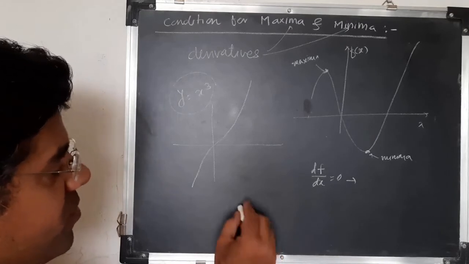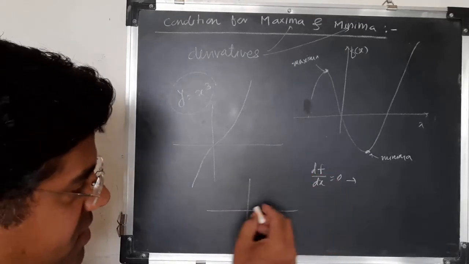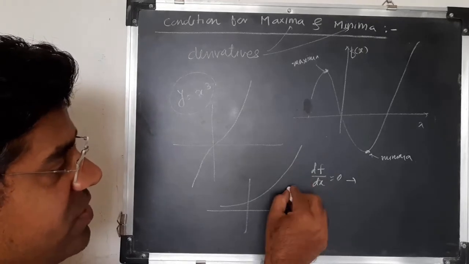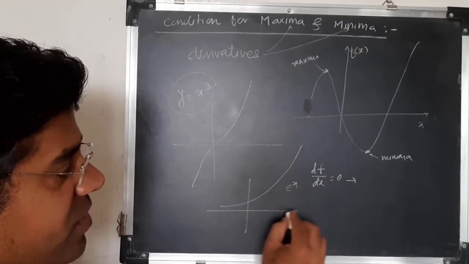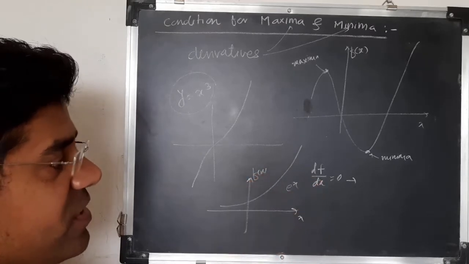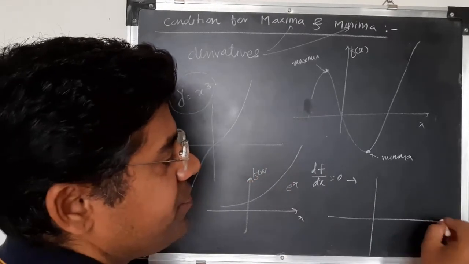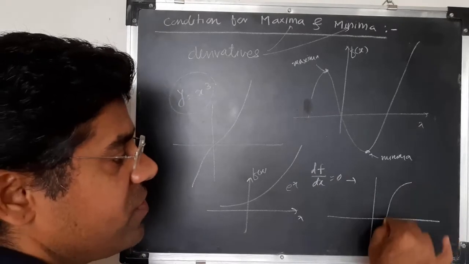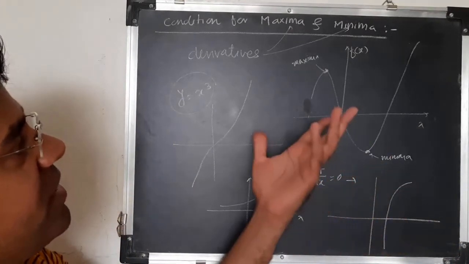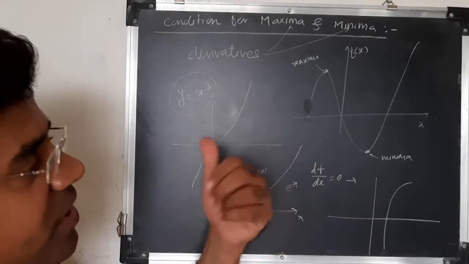Second example, suppose e raised to x. That graph goes just like this. So this is the e raised to x graph, where this is x and this is the function e raised to x. Similarly for log of x, the graph is like this. So there is no maximum or minimum point in such types of graphs.